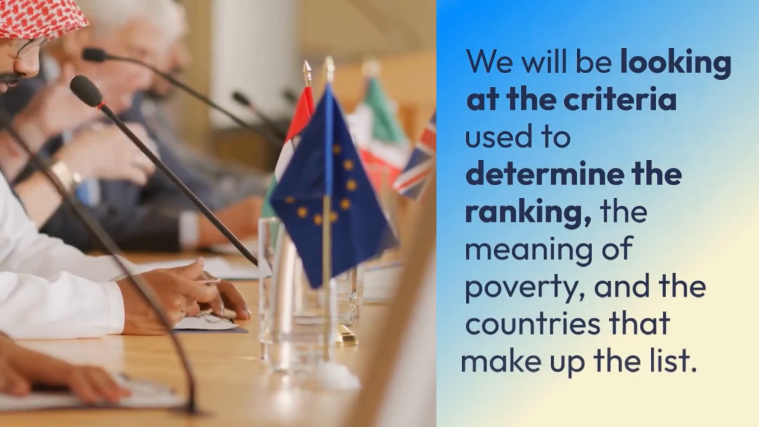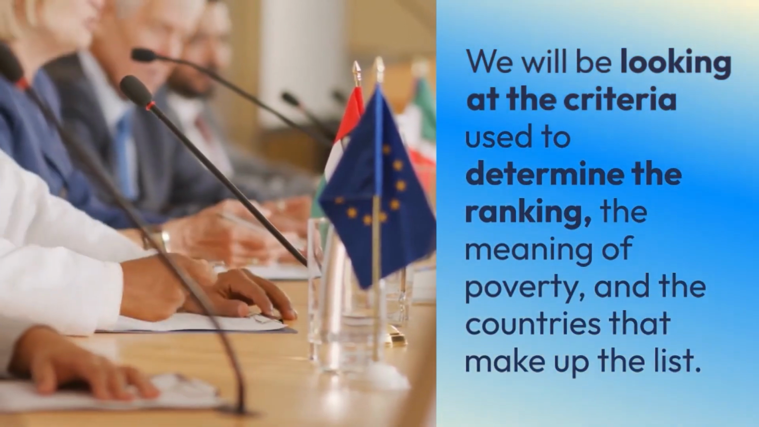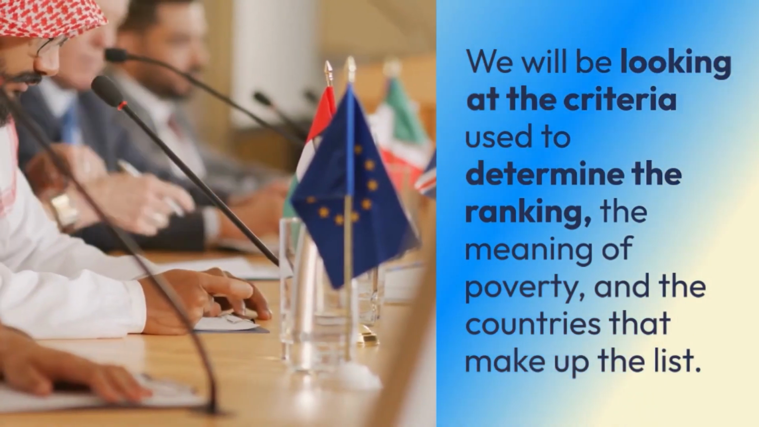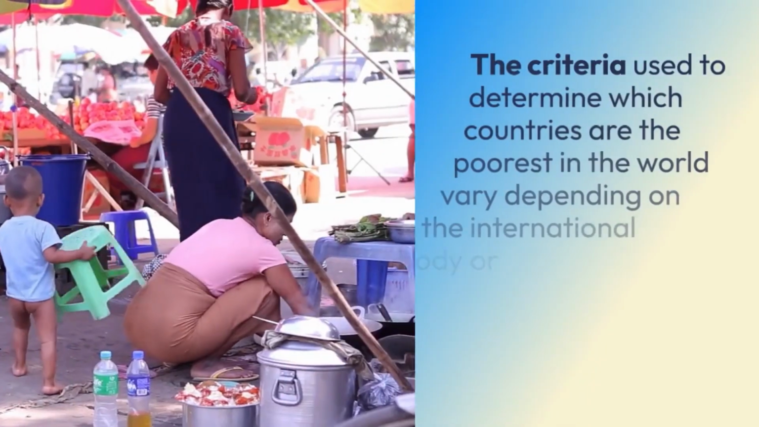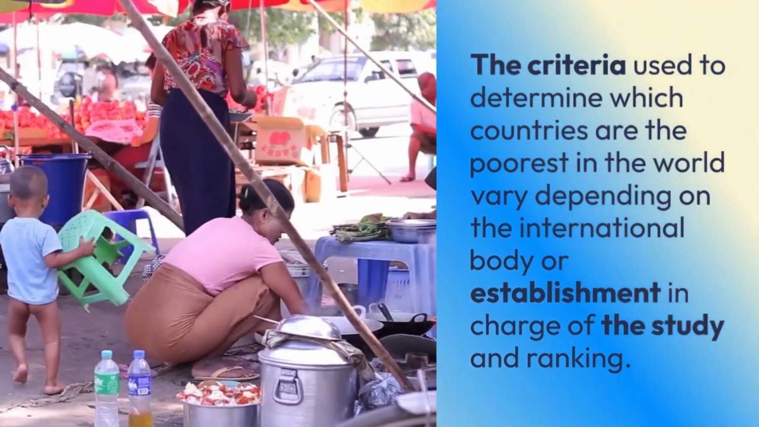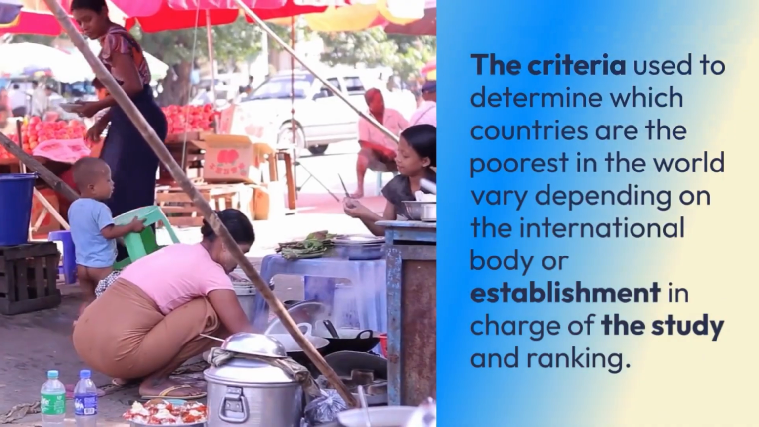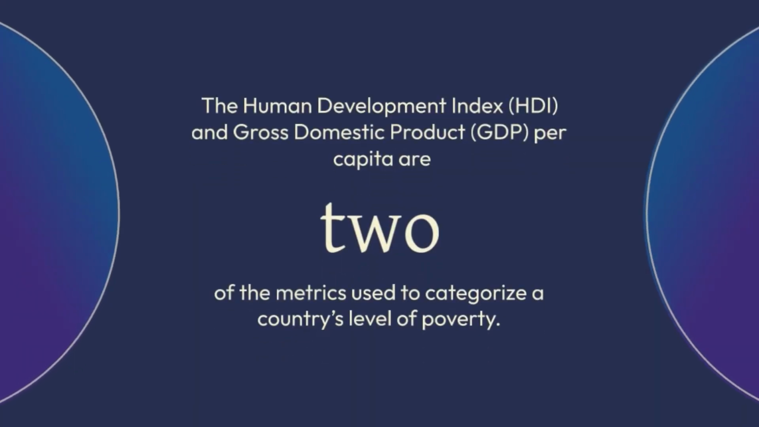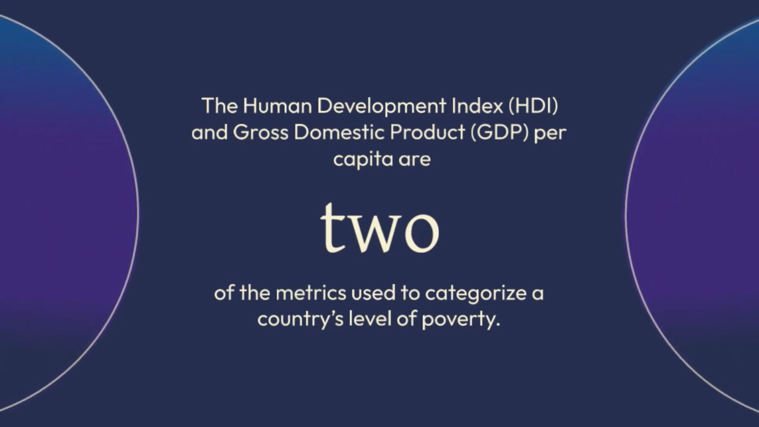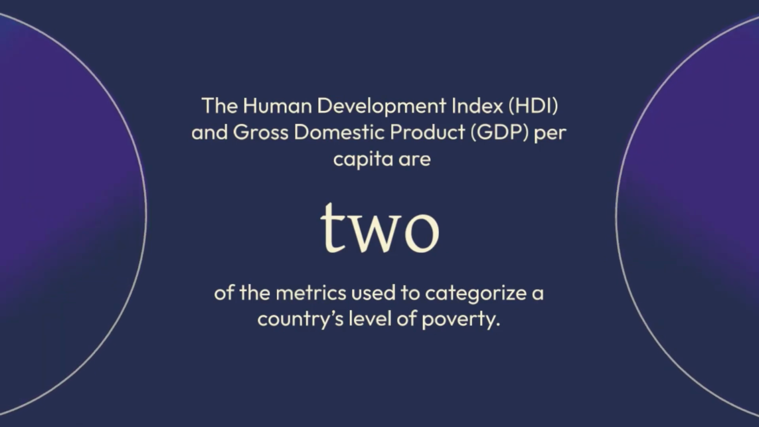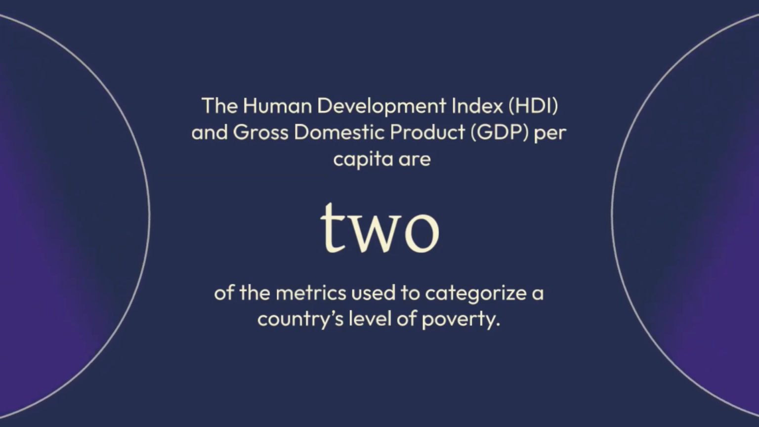We will be looking at the criteria used to determine the ranking, the meaning of poverty, and the countries that make up the list. The criteria used to determine which countries are the poorest in the world vary depending on the international body or establishment in charge of the study and ranking. The Human Development Index, HDI, Gross Domestic Product, GDP per capita, and the Total GDP are some of the metrics that are used to determine which nations are considered to be the poorest in the world.